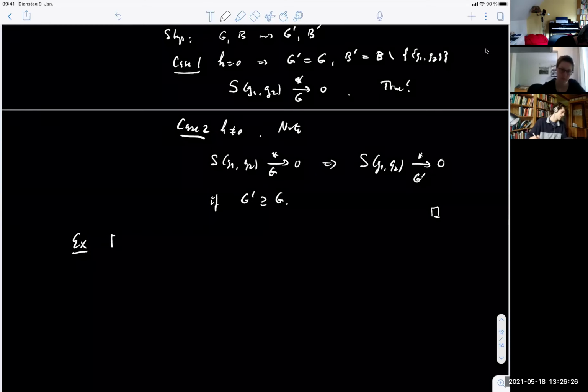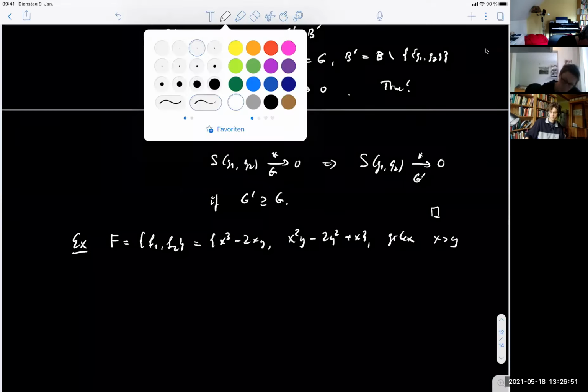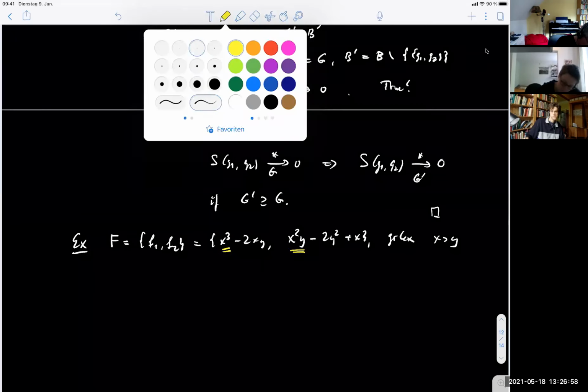The example is this. I have these polynomials, f1 and f2. Okay, x cubed minus 2xy. This is one polynomial. The other is x squared minus 2y squared plus x. Graded lexicographical order, x greater than y. So I only have two variables. Let me mark the leading terms. Here it's x cubed, here it's this. These are the leading terms.